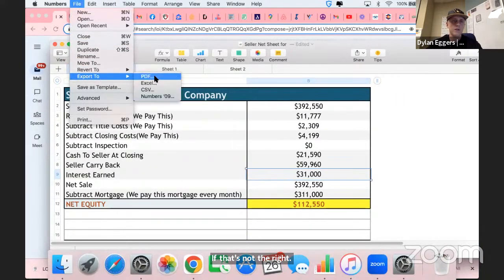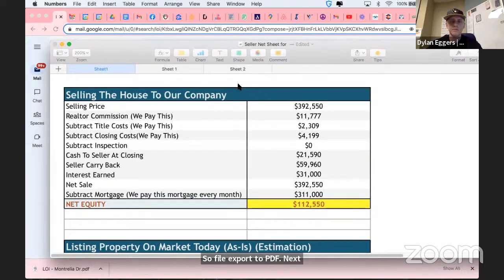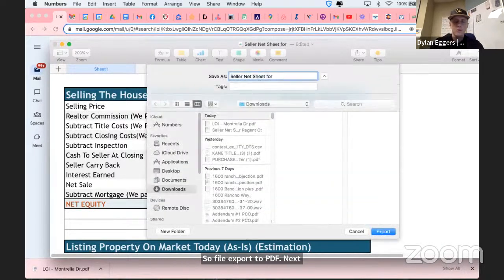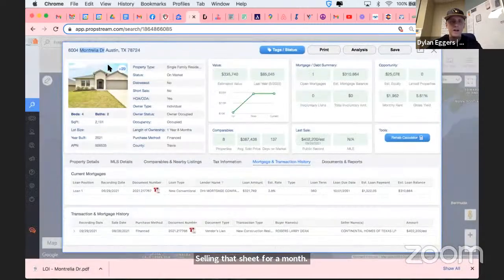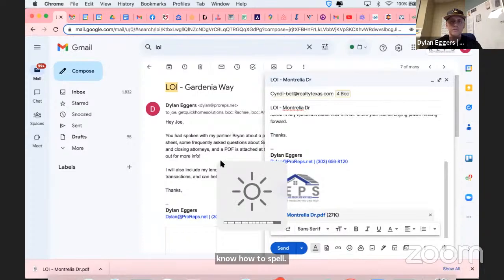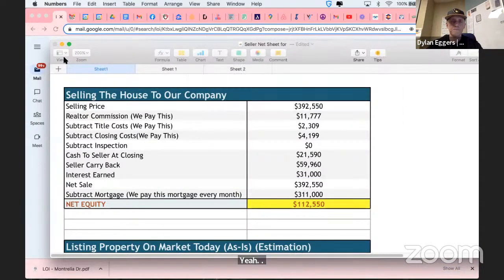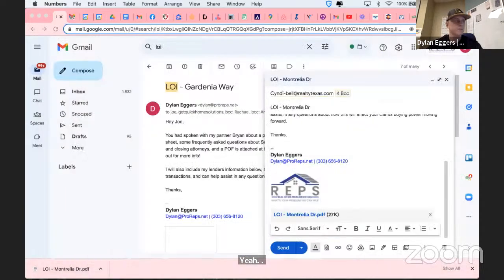So file, export to PDF. Next. Seller net sheet for Montreal. I'm so bad at spelling. If there's one thing you guys got to know about me, it's that I do not know how to spell. And you don't need to. Oh, wow, I nailed it. Okay, Montreal Drive. Oh wait, no, I did not. Where are we at right here? Montreal Drive. Okay. Export. Close that.